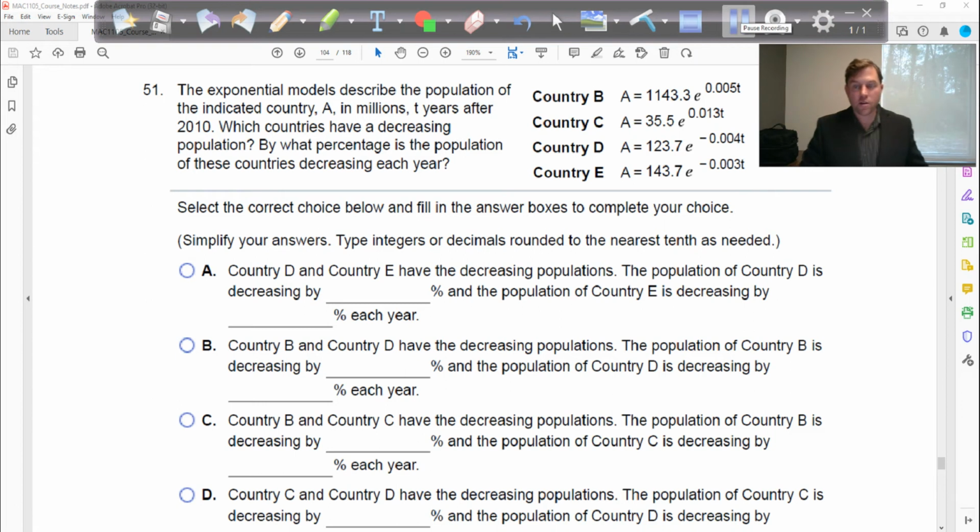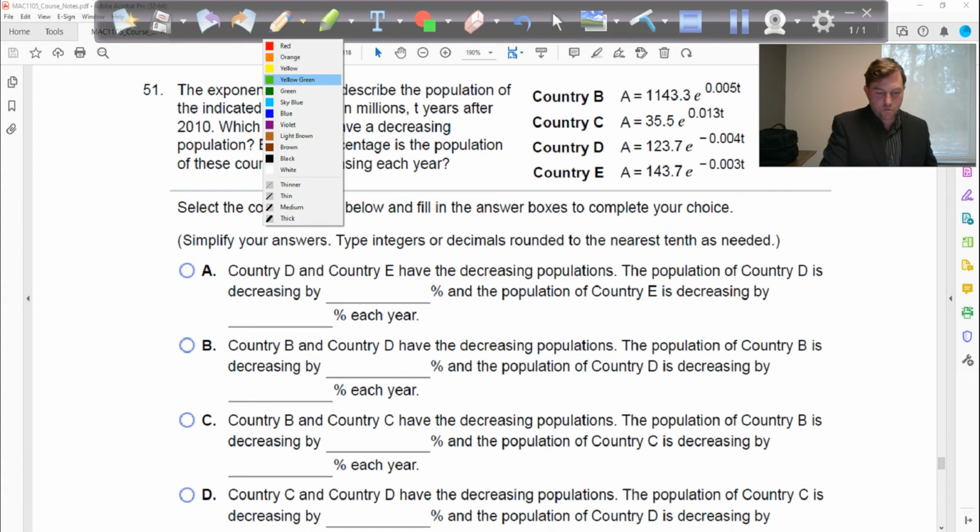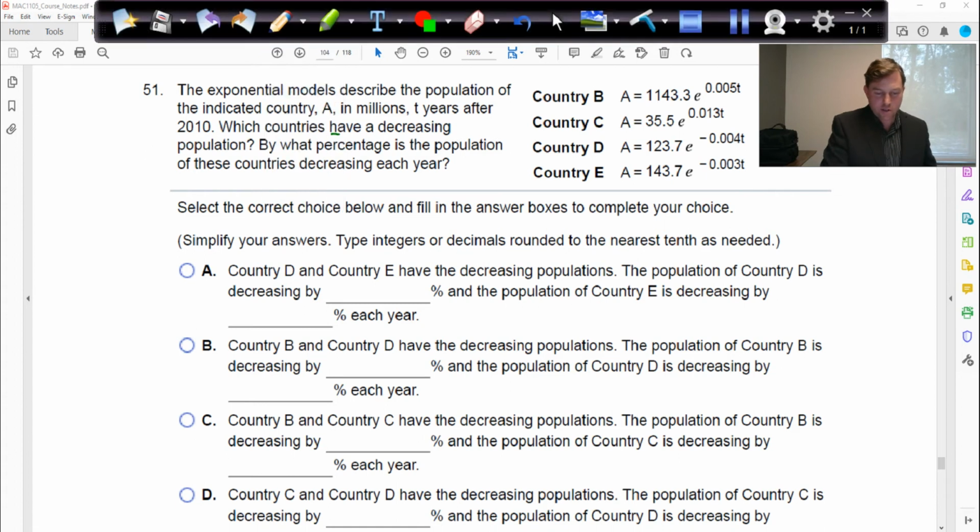Okay, in 51, they want us to look at which country is decreasing the most. So which country has a decreasing population? A decreasing population means that the k value should be smaller than 0 or negative. So we just quickly look and we see the only two negative decay rates are right here, countries D and E. So countries D and E are decreasing population.